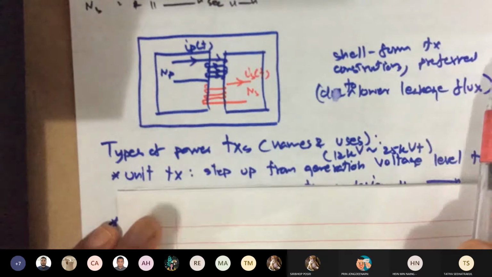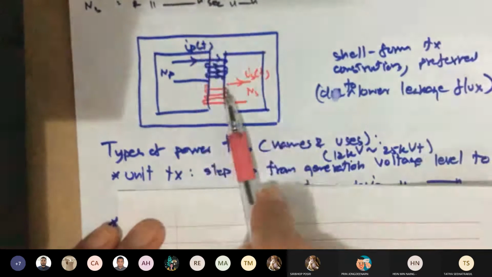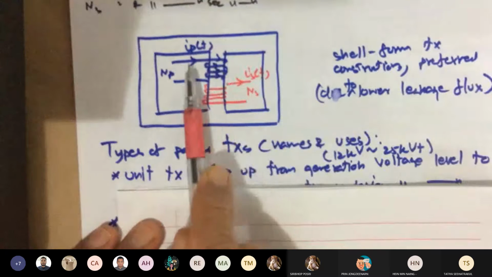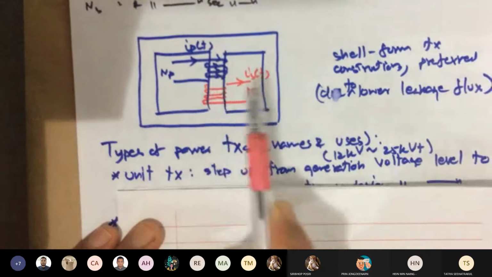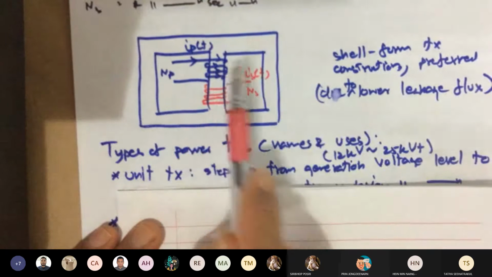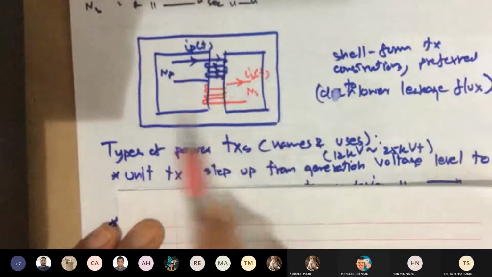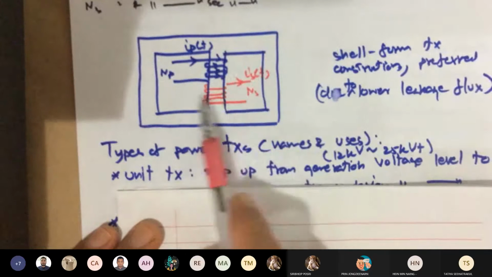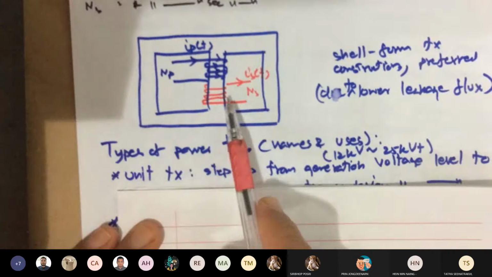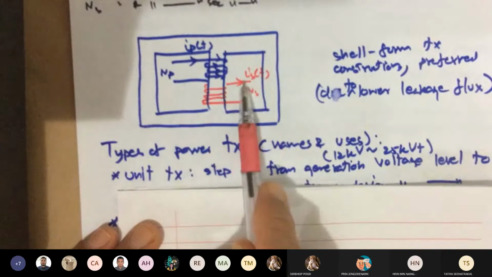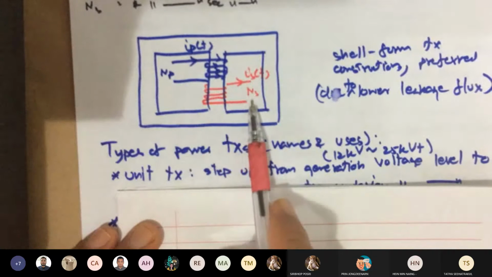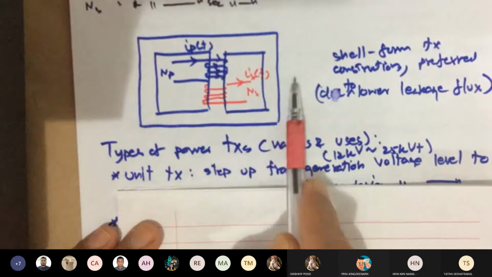Okay, they do the same job. You have the blue ink, primary winding, wrapped in the center leg. Notice that this is a three-legged core that we practiced on for the first chapter. And then the red windings, secondary, connected to your load.